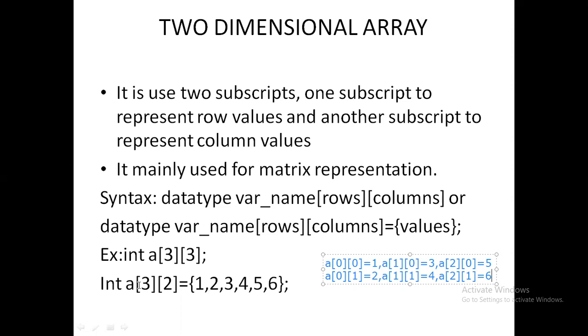The way you will understand it is: int a of 3 comma 2 is equal to 1 2 3 4 5 6. You have to understand it like this: a of 0 0 is equal to 1, a of 0 1 is equal to 2, a of 1 0 is equal to 3, a of 1 1 is equal to 4, a of 2 0 is equal to 5, a of 2 1 is equal to 6. So int a of 3 comma 2 is equal to 1 2 3 4 5 6 is a combined initialization. Whereas if you want to initialize element by element, for example a of 1 comma 1 as 4, you have to write it like this. So this is the initialization part for a two-dimensional array.